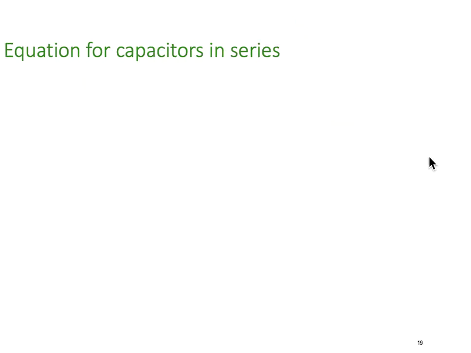So the equation for capacitors in series, now this one's a little bit tricky. You may say, wow, that looks like our equation for resistors in parallel. Well, actually it is. It's the same equation as for resistors in parallel, but when we're applying it to capacitors, it's for capacitors in series. So don't get confused. It's simply 1 on C total is 1 on C1 plus 1 on C2 plus 1 on C3, and so on.